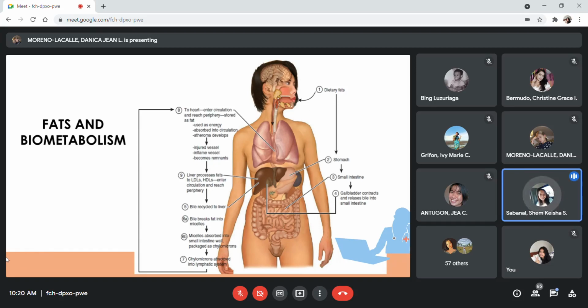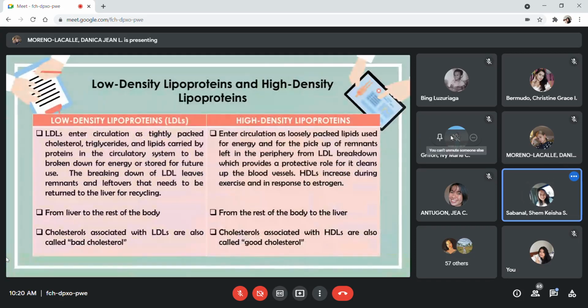So next, the liver processes the fats to LDLs and HDLs that will enter the circulation and reach the periphery. So unsa man ining LDLs and HDLs? So let's move on to the next slide for us to know. So LDLs and HDLs, I believe I have already defined this earlier, but now we will dig deep into this. So LDLs.